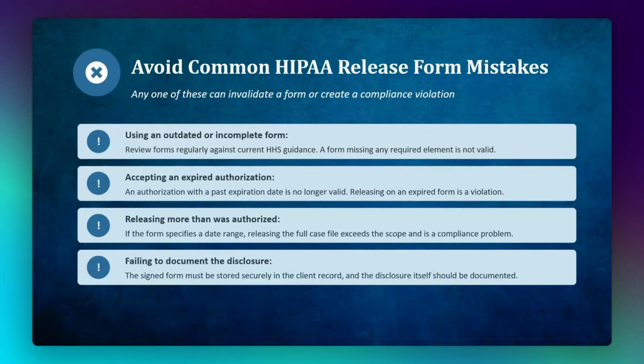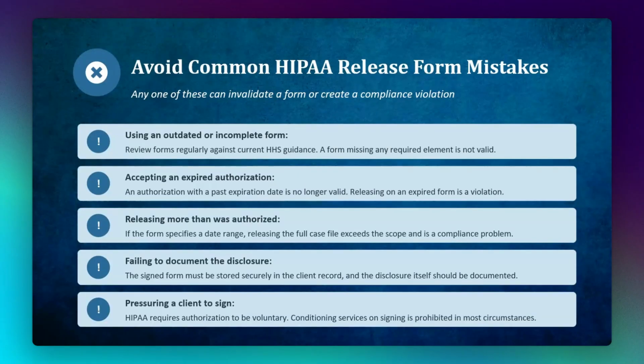Fourth, failing to document the disclosure. The signed authorization form needs to be stored securely in the client record, and the disclosure itself should be logged, including what was shared, with whom, and when. Fifth, and this one is really important, pressuring a client to sign. HIPAA is explicit that authorization must be voluntary. Any indication of pressure or coercion can invalidate the form. The client has to feel free to say no when being asked to share their personal health information.